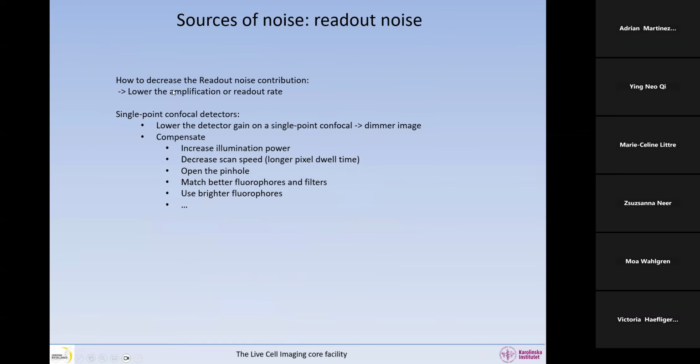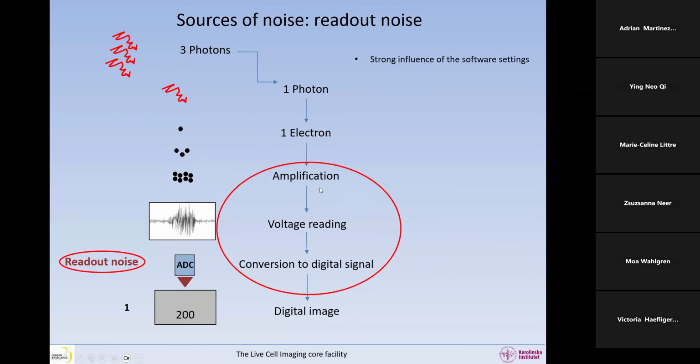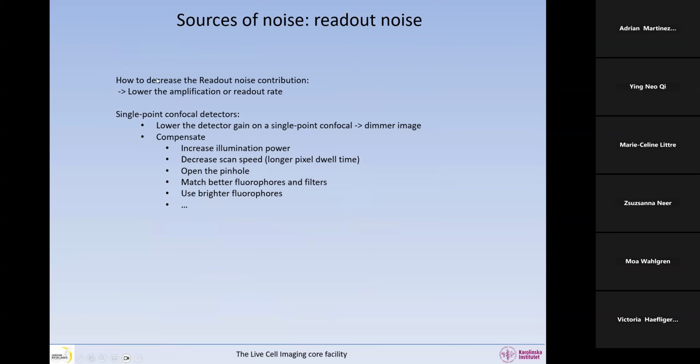So how can we decrease the readout noise contribution in our image? We need to either lower the amplification, because it's the amplification process that creates this noise, or we can lower the speed of the readout.